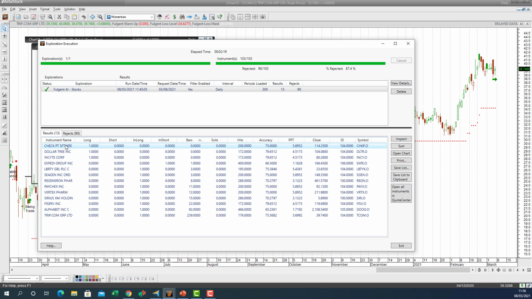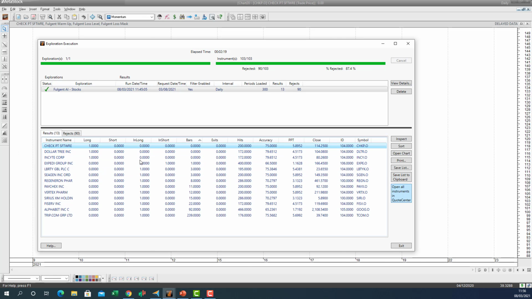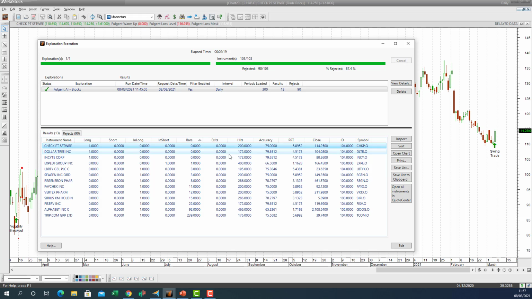We've got Checkpoint Software here. It's the first one in the list. We can see it's in a long. This is a fresh signal because the 1 is in the long column. Bars is nought there because it's a fresh signal. So this column tells you how old these signals are, and hits tells you how many times in the testing period this particular signal occurred. So we know we're looking at number 104, which is a classic swing trade.